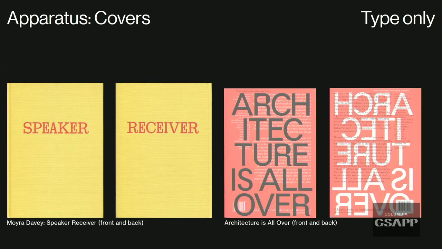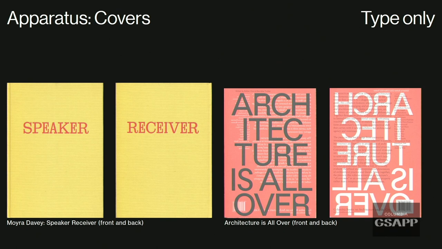Here are two covers that also consider both the front and the back, and we'll talk more about the one on the right in a little bit. The one on the left is from an artist monograph called Speaker Receiver. Speaker is printed on the front, receiver on the back. The whole title is not visible, but it becomes more of a dialogue. It acknowledges the volume of the book itself as having both a back and front cover. It invites the reader to maybe turn and look at it from both sides.